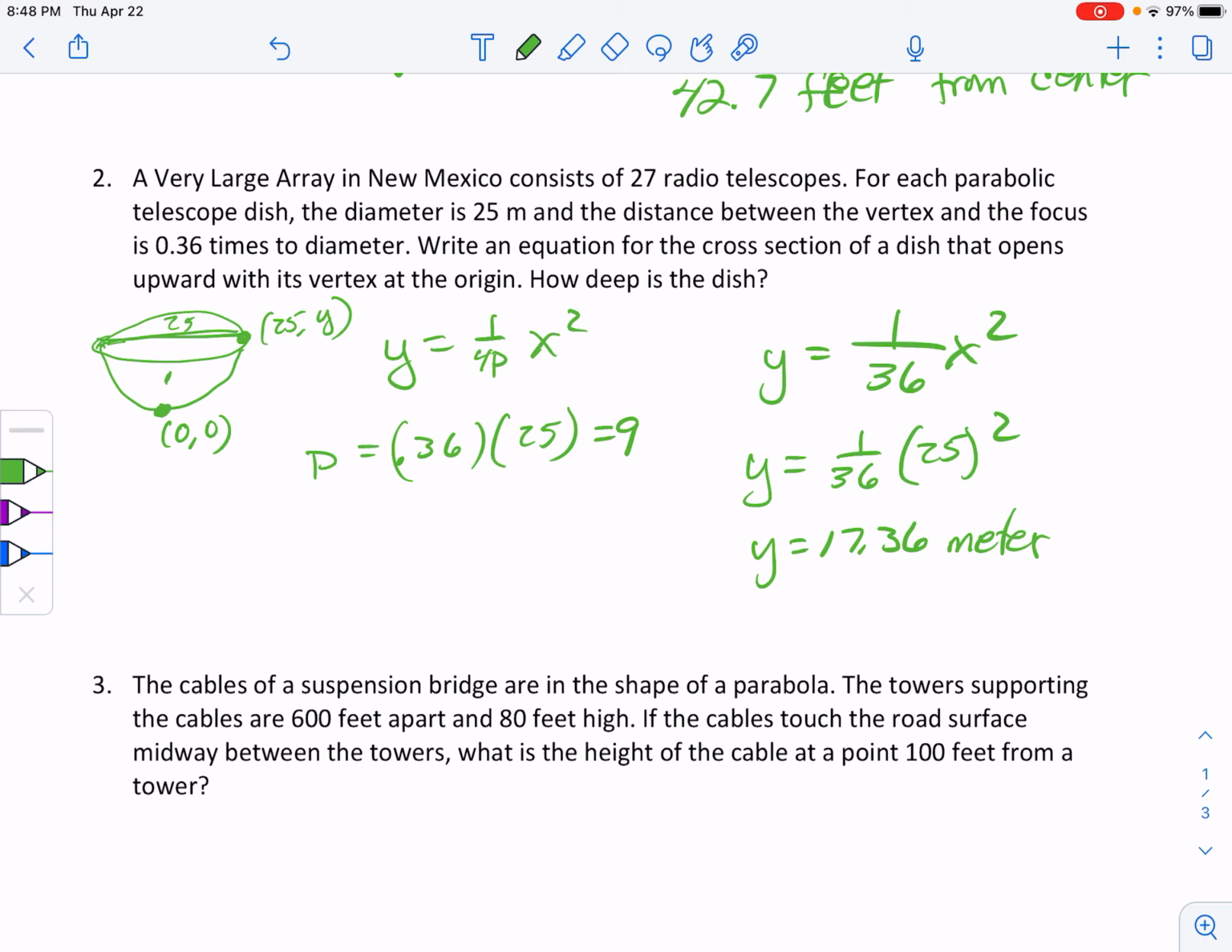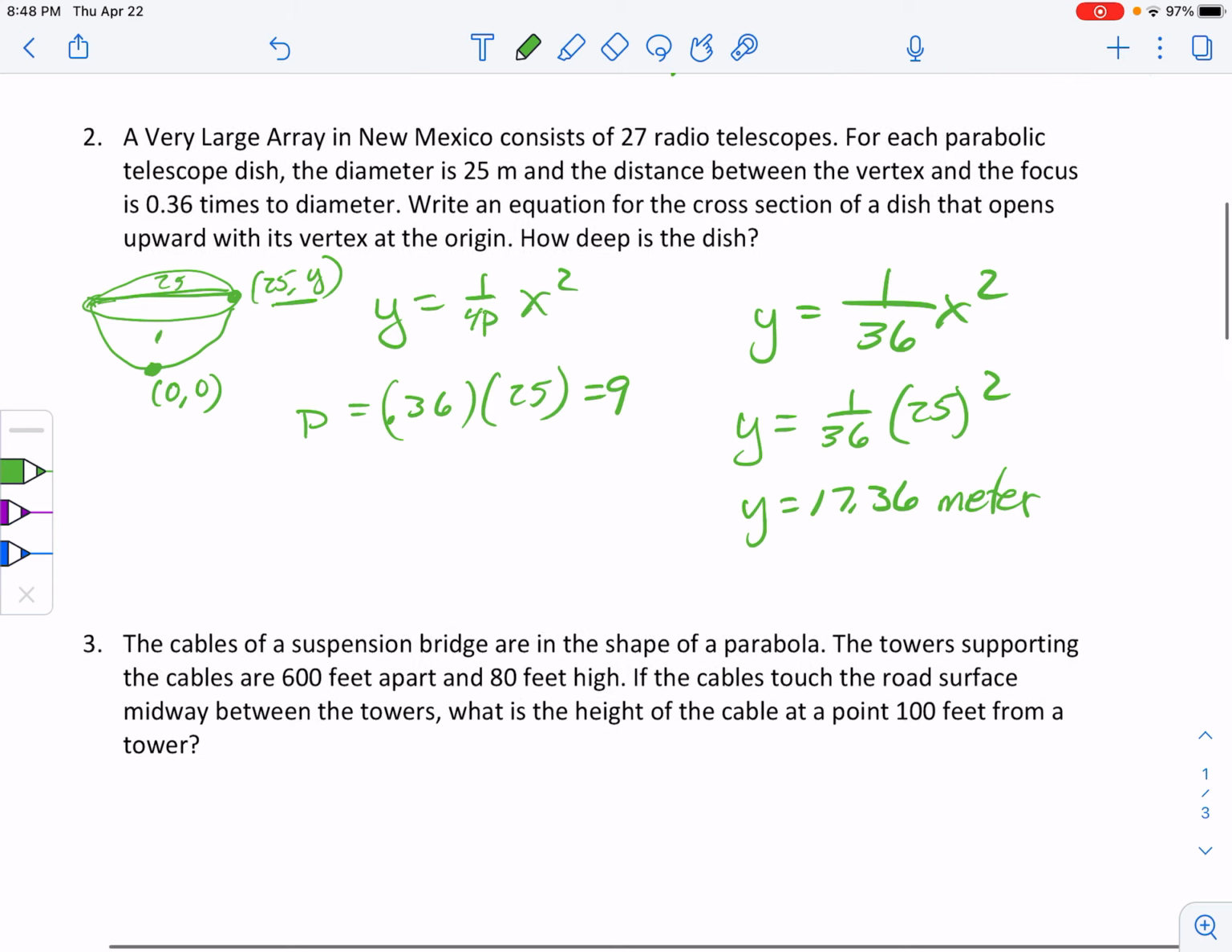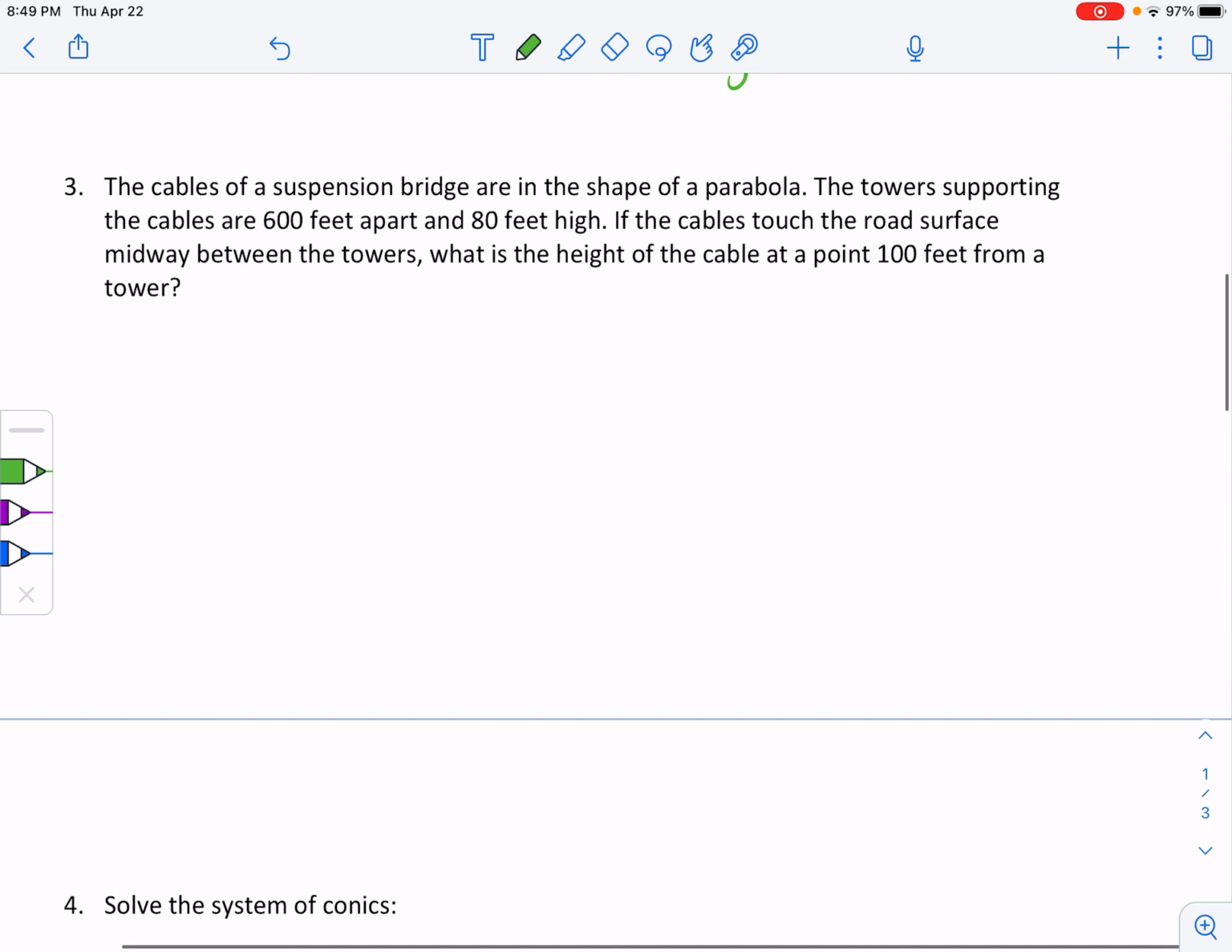Because that's flat across. Good way to do it. You need the ordered pair. All right, next we got a cable on a suspension bridge. Think of the bridge in San Francisco. You know, the bridge is going across the water.